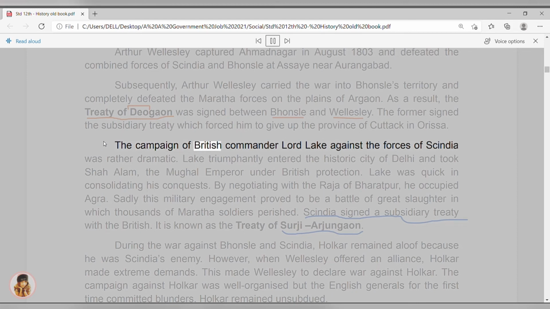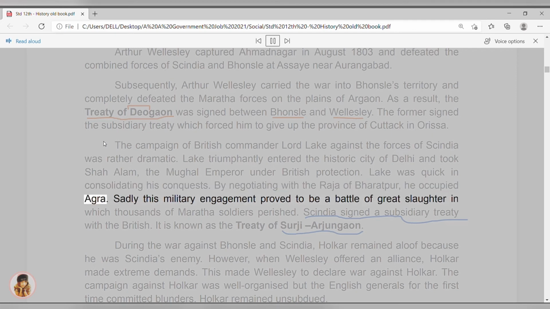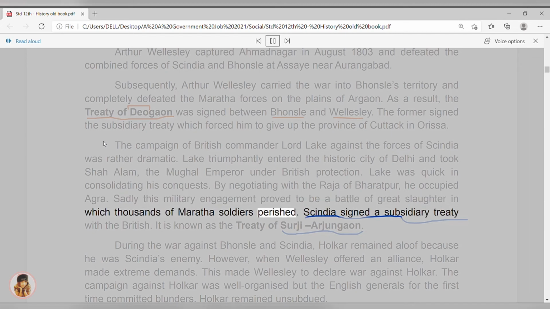The campaign of British commander Lord Lake against the forces of Scindia was rather dramatic. Lake triumphantly entered the historic city of Delhi and took Shah Alam, the Mughal emperor, under British protection. Lake was quick in consolidating his conquests. By negotiating with the Raja of Bharatpur, he occupied Agra. Sadly, this military engagement proved to be a battle of great slaughter, in which thousands of Maratha soldiers perished. Scindia signed a subsidiary treaty with the British. It is known as the Treaty of Surji Arjungaon.